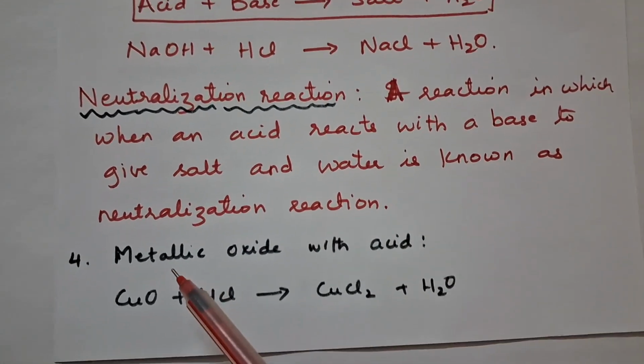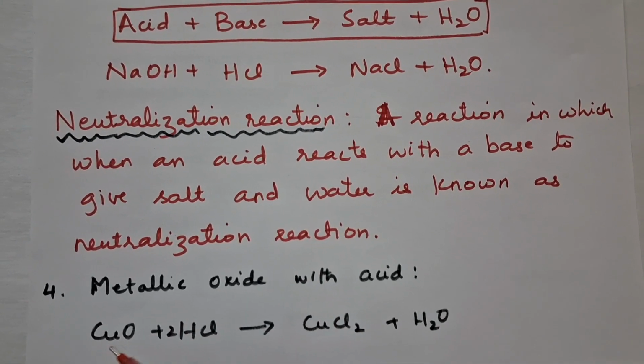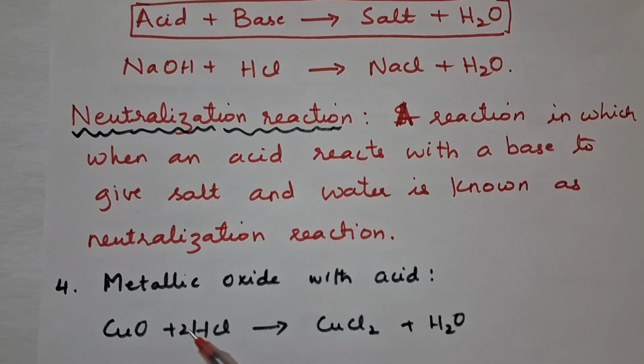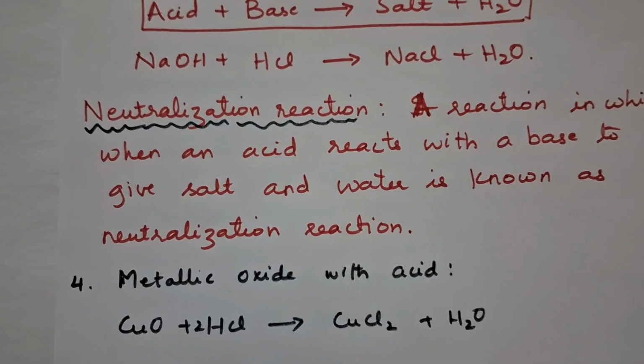Then next one is with metallic oxides. What happens when acid reacts with a metallic oxide? If you are taking copper oxide, and it reacts with hydrochloric acid, it gives you copper chloride and water.